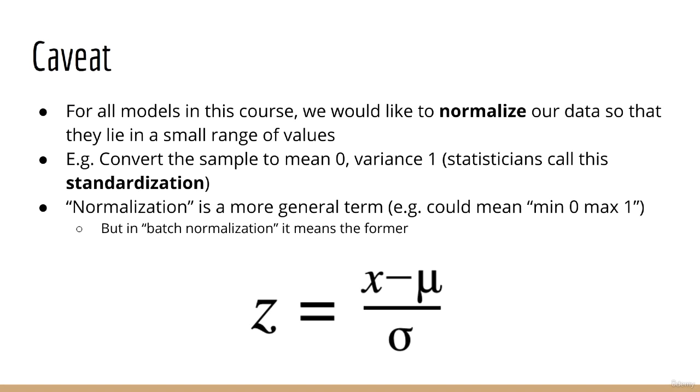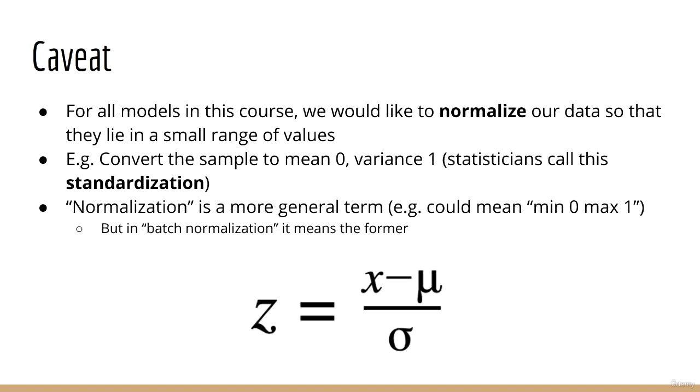There is one caveat to this, which you will see in the following lecture. In order to use linear regression or any other kind of model in this course effectively, you should make sure your data is either normalized or in a small range of values and centered around 0 or at least near 0. In order to do this, we're going to subtract the mean and divide by the standard deviation. This makes it so that the sample has mean 0 and variance 1.